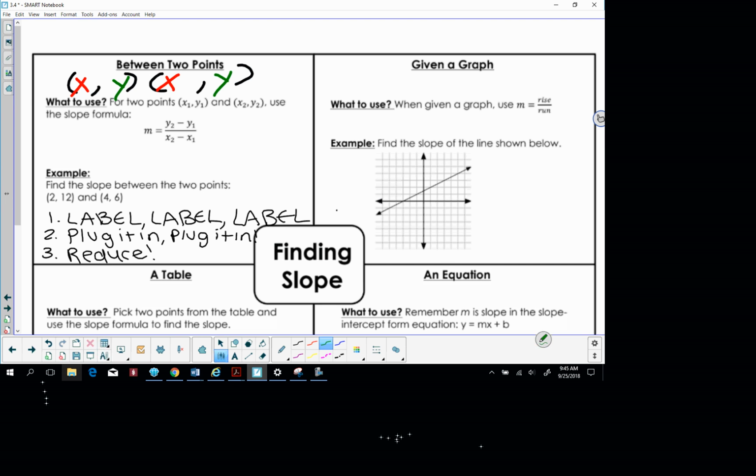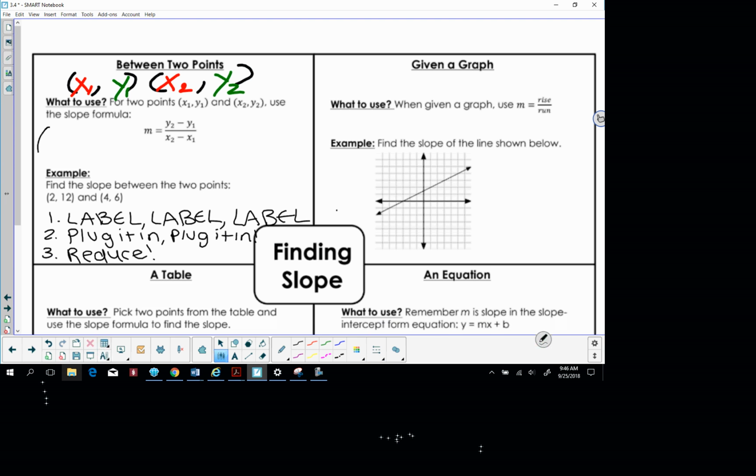When we have points, we have X and Y. When we label, we do X1 because it's our first X, Y1, X2, Y2. The biggest mistake I see people do is X1, X2. Remember, it's an X and Y coordinate. So label, label, label. It's X1, Y1, X2, Y2. So you should be writing that at the top of your sheet.